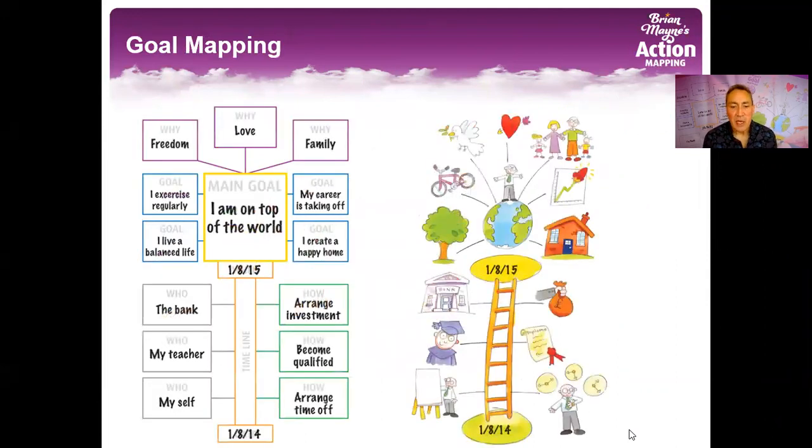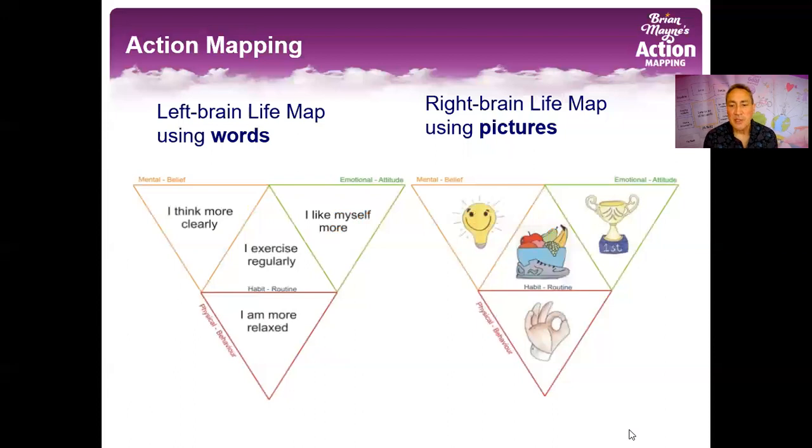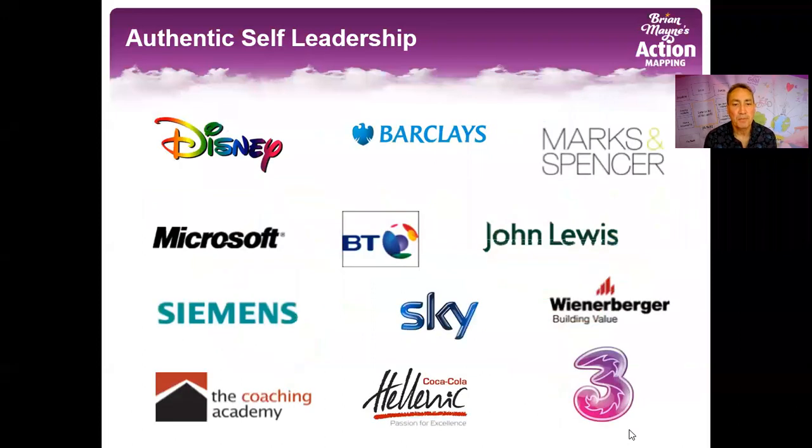Each of the techniques is always created using words and pictures. So here a goal map, life map, and an action map. The reason for using the combination of words and pictures is so that it helps to activate both our logical mind as well as our creative mind. The words are very much for our consciousness, and the imagery is to influence our subconscious mind.